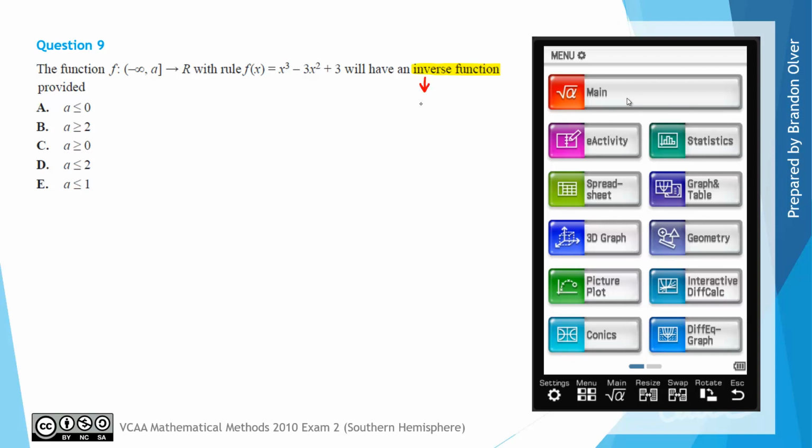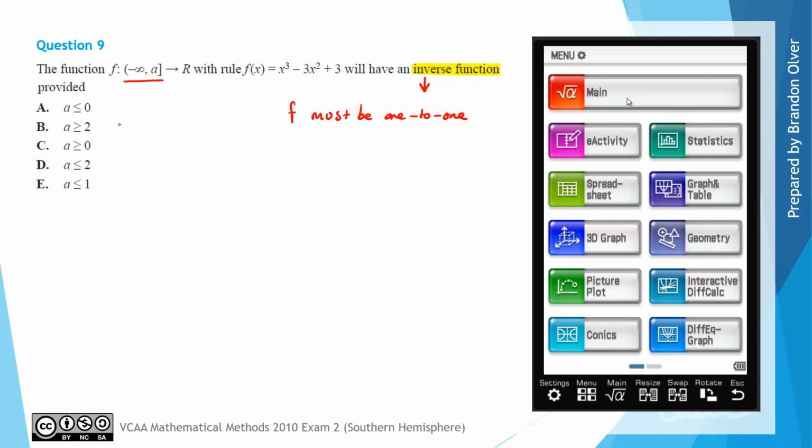What we can note here is that for f inverse to exist, the original f must be 1-to-1. And more specifically, it must be 1-to-1 over this domain of negative infinity to a. As mentioned before, the best way to tackle this problem really is to use a CAS calculator.